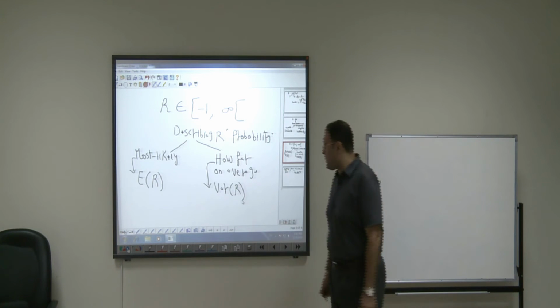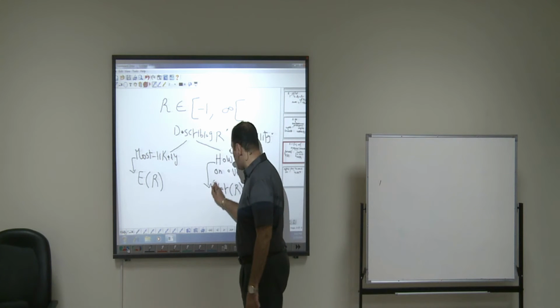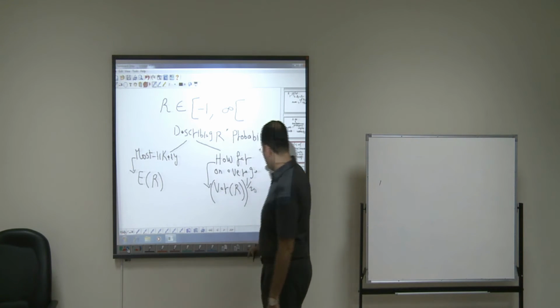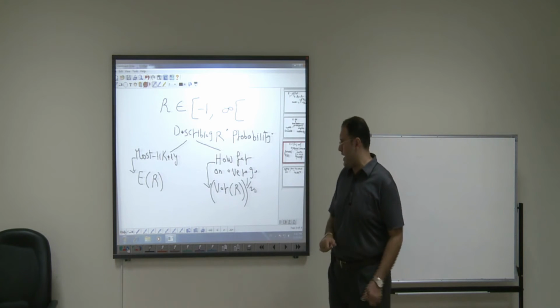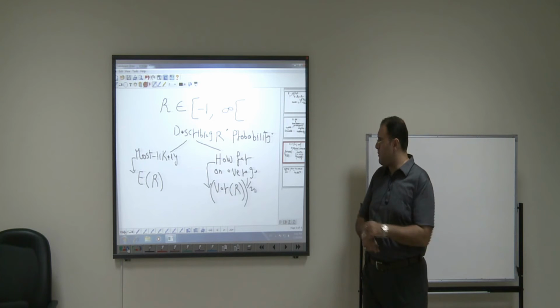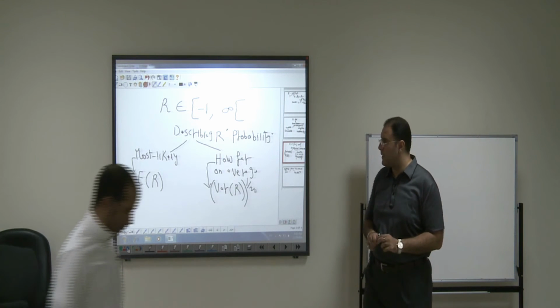Well, let me say it's going to be the square root of the variance of R. So this is going to be raised to the power of 1/2. All right, let me go this far.